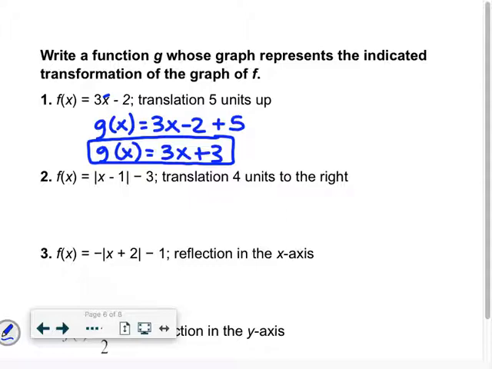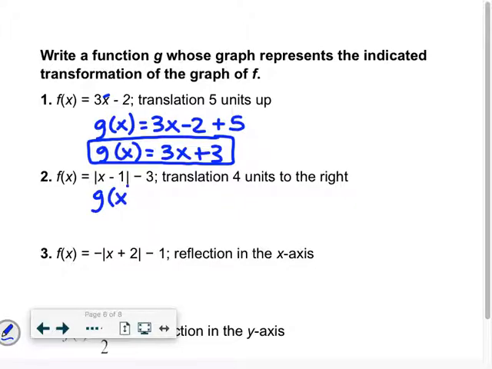Okay. Number 2. F of x equals the absolute value of x minus 1 minus 3. We want to go 4 units to the right. How do you move to the right? Aiden? Subtract inside with the x, right? That's the f of x minus h. It's the opposite of what you think it will do.